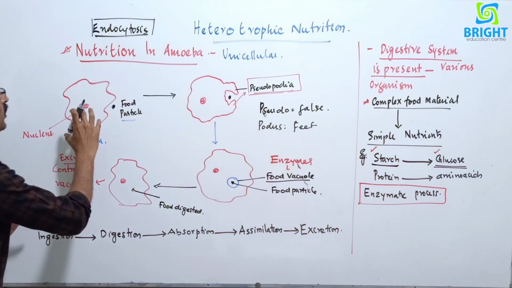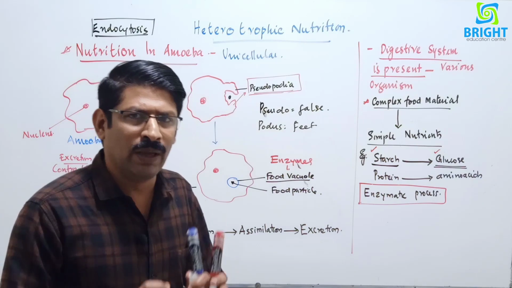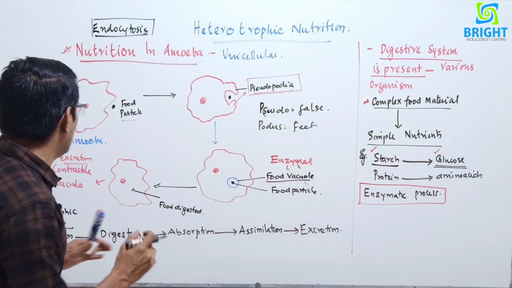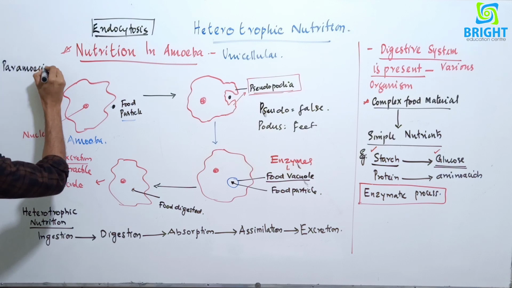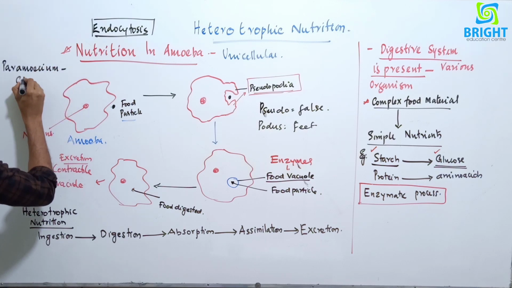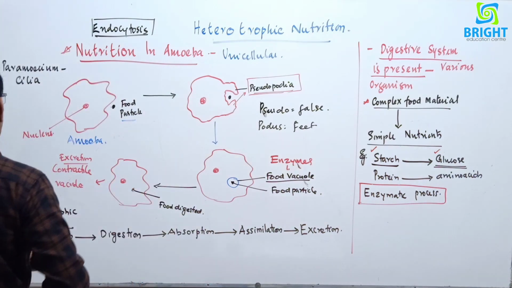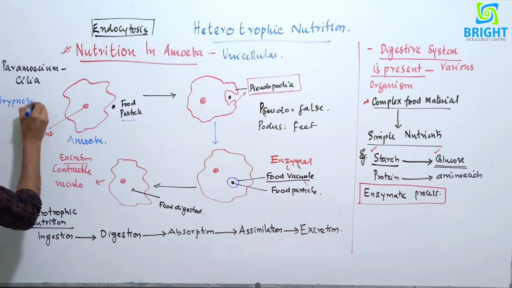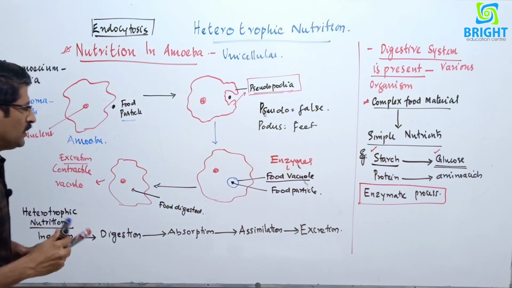So here the food is captured by the pseudopodia, and in unicellular organisms like amoeba or euglena, there are different types of food capturing organs. Like in paramecium, the food capturing and also the locomotory organ is cilia. And in the case of trypanosoma or leishmania, there is flagella. Flagella is a locomotory and also predatory food capturing organ.